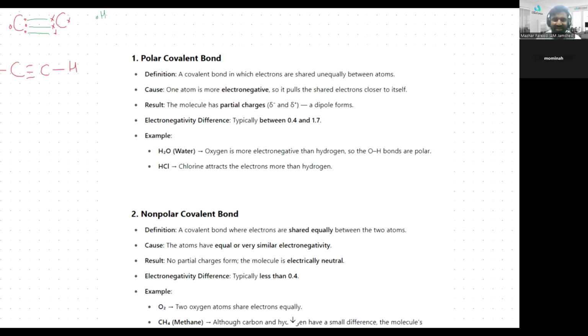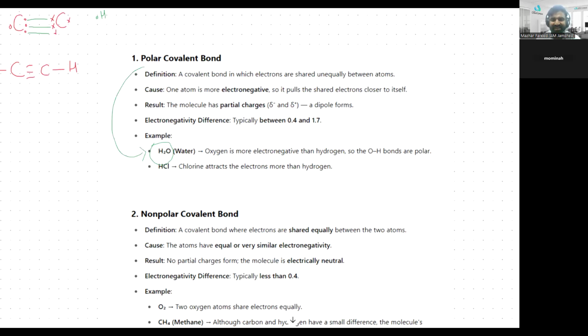Likewise, take the example of H2O. H2O is formed from hydrogen and oxygen, so hydrogen and oxygen are two different atoms. When there are two different atoms, there must be an electronegativity difference between them. So these molecules will be considered polar covalent compounds. They must have polar covalent bonds. Is it clear?